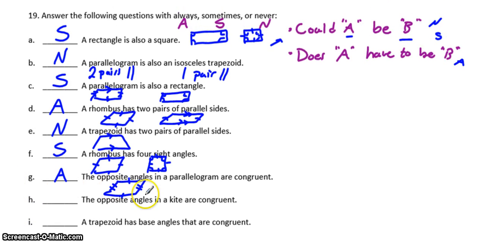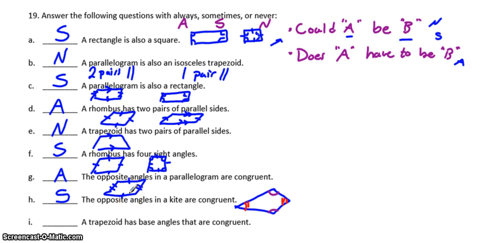The opposite angles in a kite are congruent. Let's think about this for a second. Here's a kite. Could the opposite angles be congruent? Well, if you're looking at this angle right here and this angle right here, those are congruent. That's true. But are every pair of opposite angles congruent? Well, let's think. This angle here are not congruent. So while some opposite angles in a kite are congruent, not all of them are. This will be a sometimes.